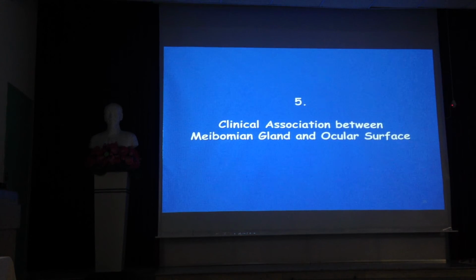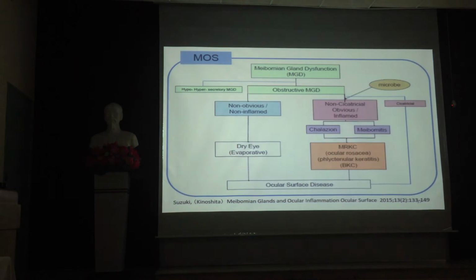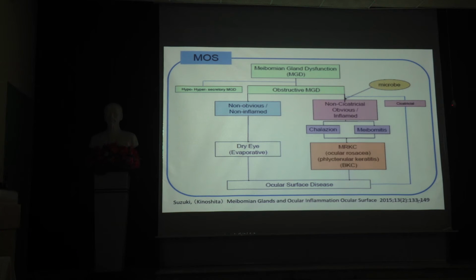Well, number 5 is the critical association between meibomian gland and ocular surface. Not only for the evaporative dry eye, but also sometimes we see the inflamed MGD. Usually this is a non-inflamed MGD that could cause the evaporative dry eye, but sometimes inflamed MGD, especially meibomitis, and there's some ocular surface inflammation. We wrote the review paper in Ocular Surface last year.